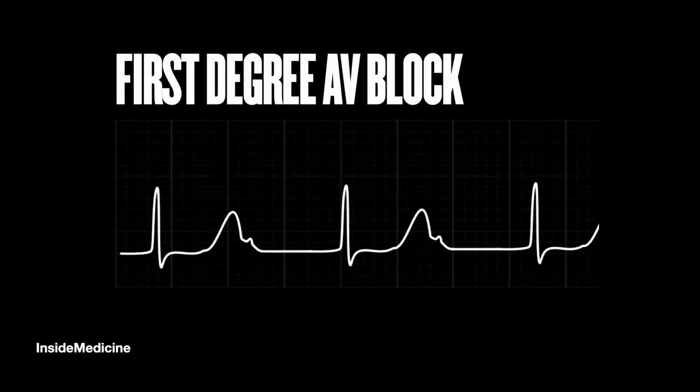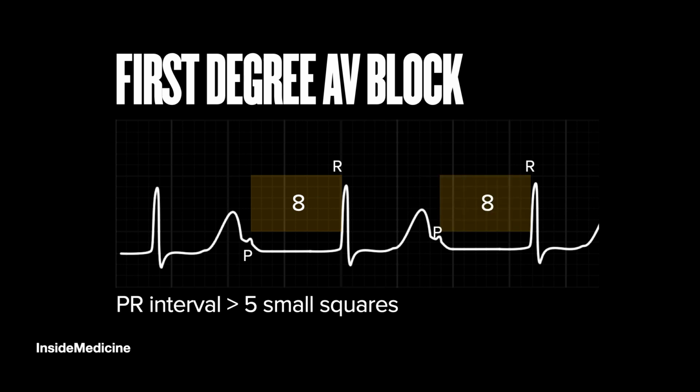So, looking at this ECG, the first PR interval is 8 small squares. The second PR interval is also 8 small squares. So the PR is prolonged and all the PRs are the same length.